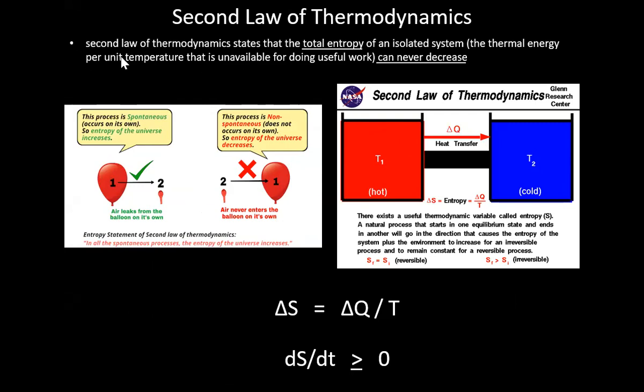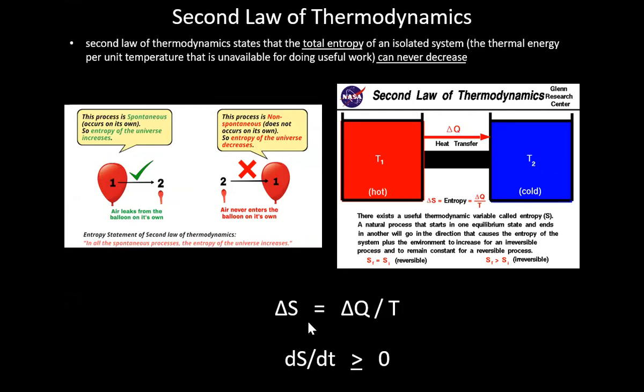So let's look at this. The second law of thermo states what I've been saying, but here it's spelled out. The total entropy of an isolated system, say the thermal, okay, and what do I mean by entropy, right? That's the thermal energy per unit temperature that is unavailable for doing useful work, can never decrease, right? So it can increase, or I guess it could stay the same, but it cannot decrease for the whole universe, right? So that's this equation here.